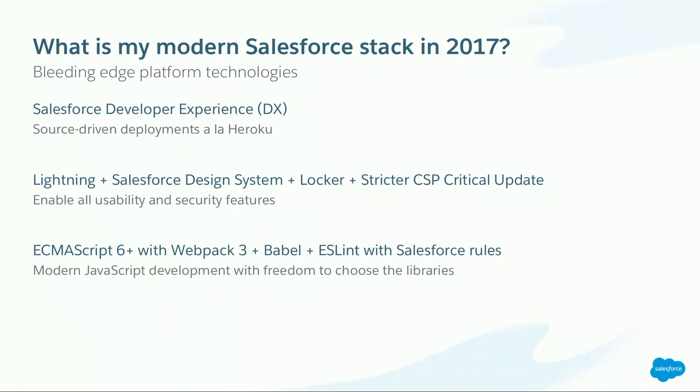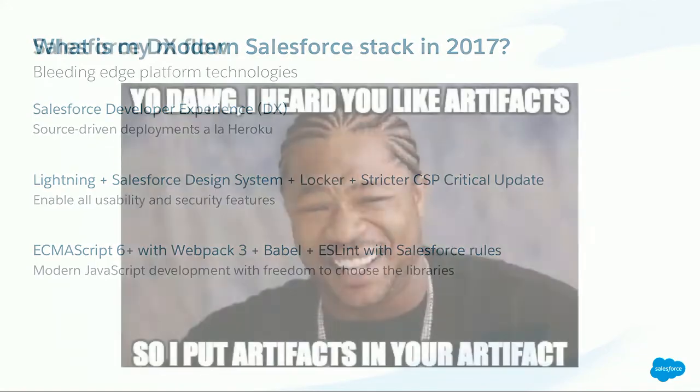And even on top of that, I enabled a critical update, which is not enabled by default, a stricter CSP, content security policy. So I enabled all features that could potentially break anything at all, and I still managed to develop this library. Moreover, I wrote it in ECMAScript 6, used Webpack to pack it, Babel to transpile it to browser-compatible JavaScript. And on top of that, I linted it so it's compatible with Salesforce APIs.